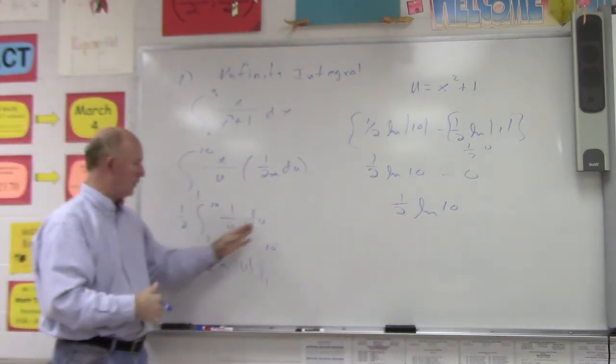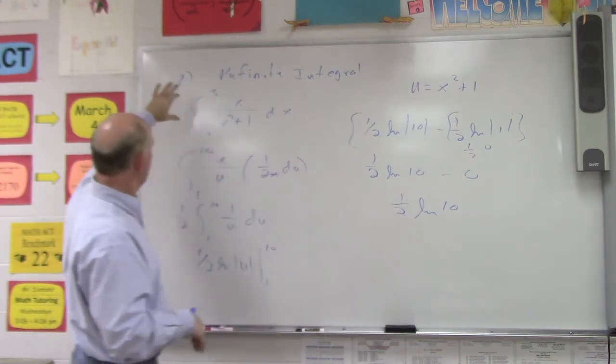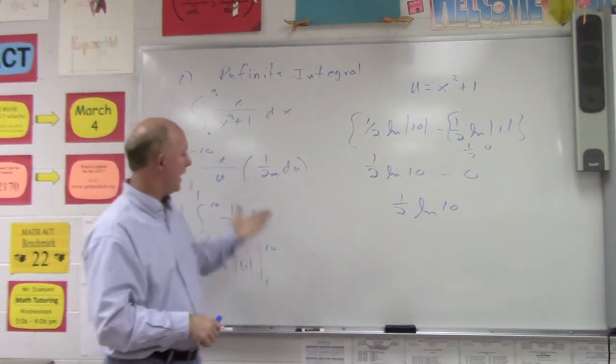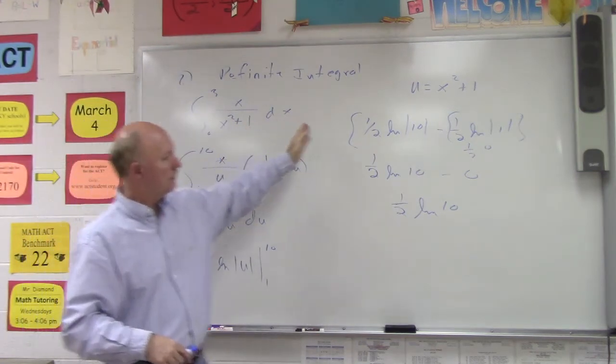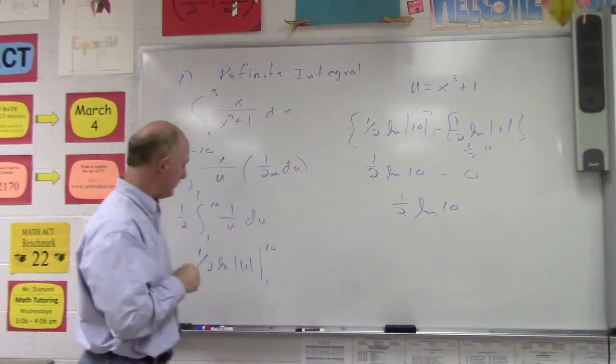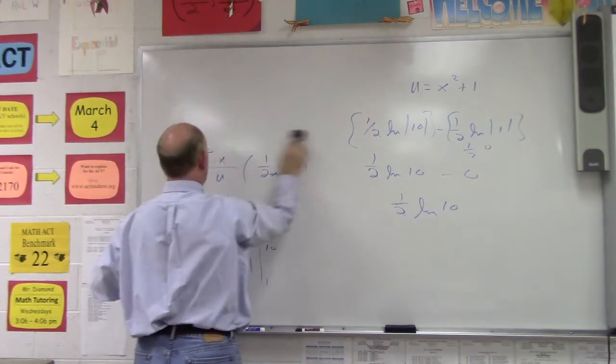You find your antiderivative, put the upper and lower bounds in terms of u also, and then go ahead and find your antiderivative, and then substitute the upper bound minus the lower bound. So this would be in parentheses here also. All right, now let's try another example. Let's try this one here.